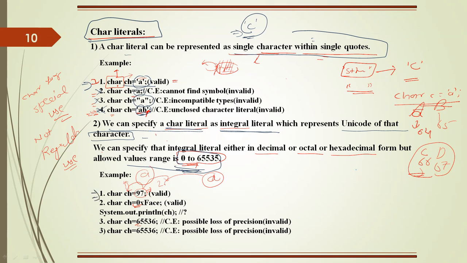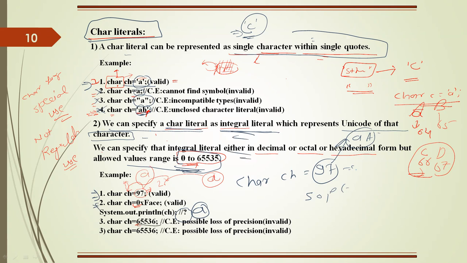So here, if you're using char ch equals 97, in Unicode some value is there in Java. I think capital A or small a is there, I'm not sure, but a value is there. When you try to print it with SOP, it will print the A. So this is also valid. Hexadecimal is also allowed.